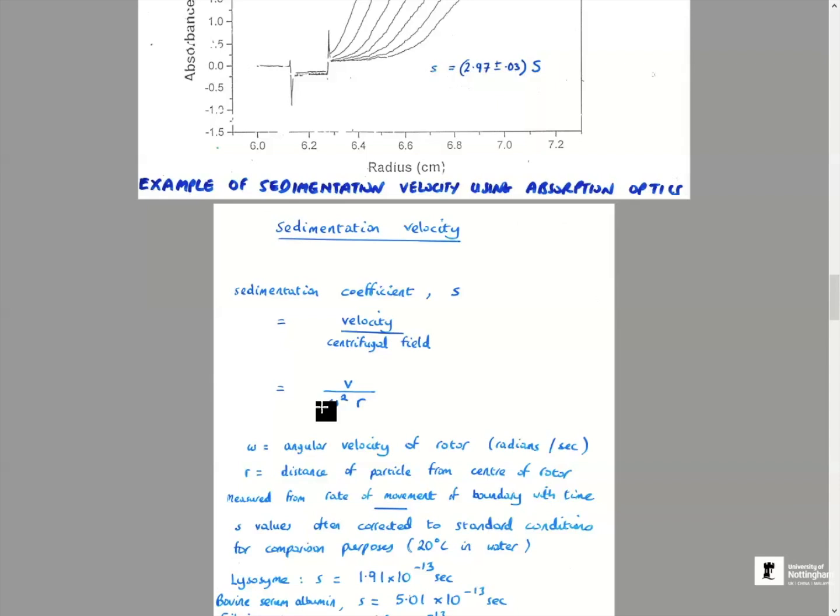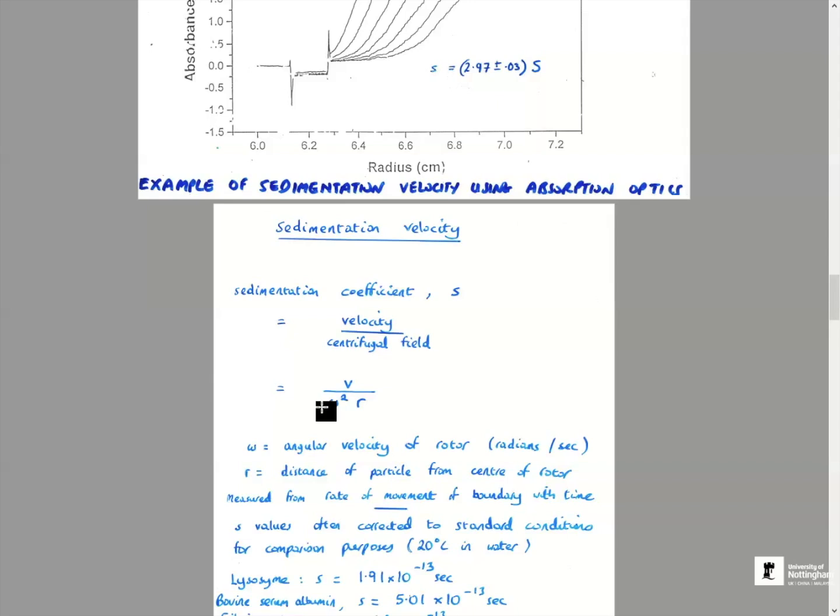Radian, what's that? How many degrees are there in a circle? 360. How many radians are there in a circle? 2 pi, that's right. That's where that comes from. So it converts minutes to seconds, and 1 revolution is 2 pi radians. So it's omega squared r, that's how you get that. In fact, the computer program does it for you anyway. r is the distance from the center of the rotor.